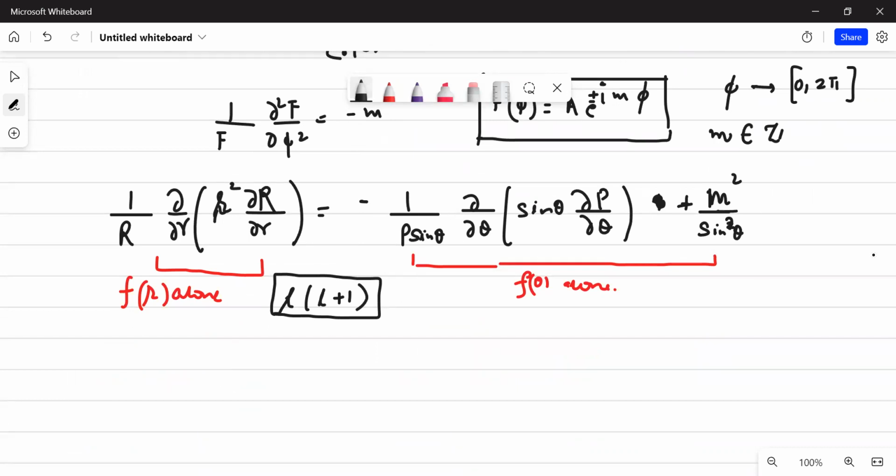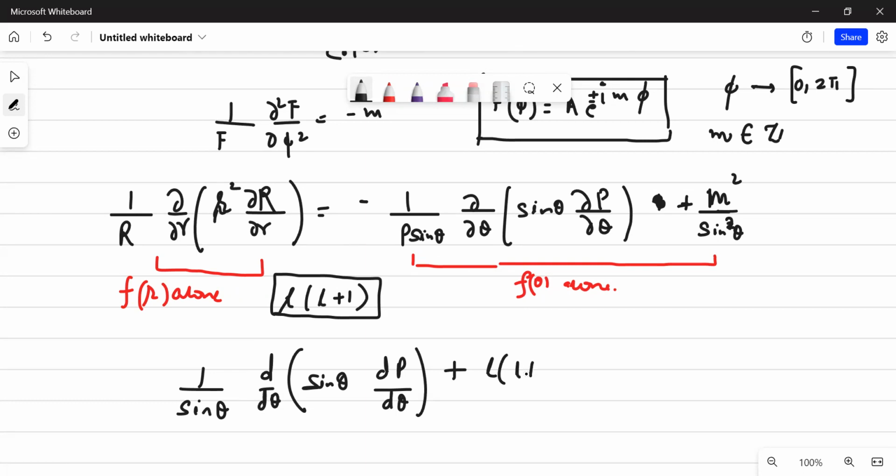और अगर मैं ऐसा बोलूं कि this particular entire term I'm equating it to L into L plus 1, what will be, जल्दी जल्दी सोचते क्या होगा? देखो 1 upon p को उधर ले जाते हैं, 1 upon sin theta, it will be like d by d theta instead of writing del by del theta, because p is only a function of theta ना, तो इसको d by d theta लिख दो, खत्म करो. Sin theta into dp by d theta, and if I write L into L plus 1, take all these terms here, this will be plus L into L plus 1 minus of m square upon sine square theta, and I think there would be some p also. There would be some p also. Is that clear?